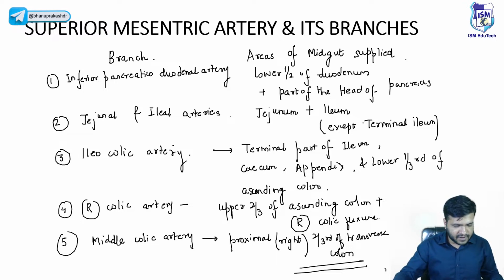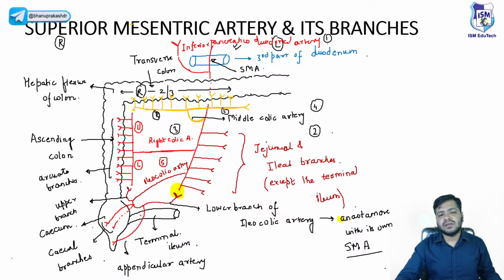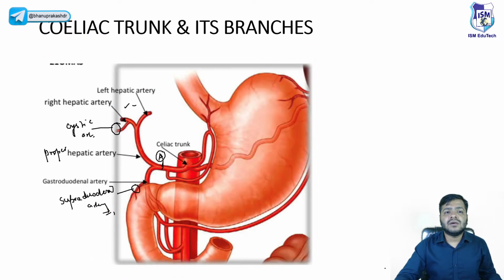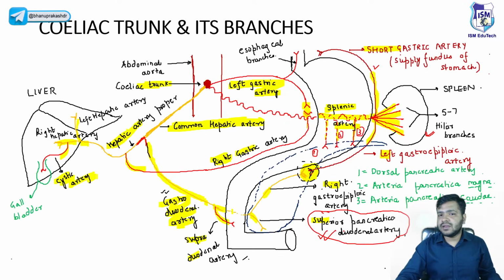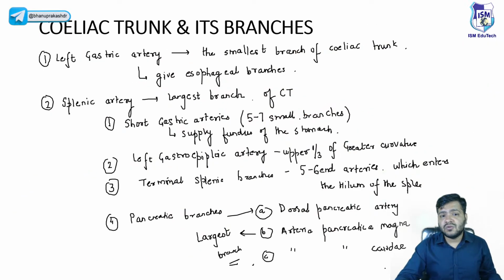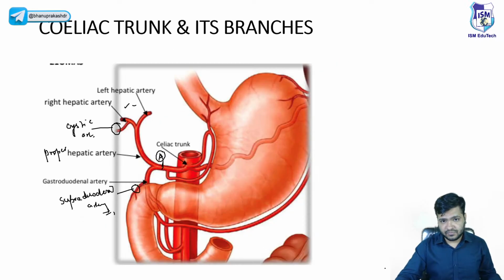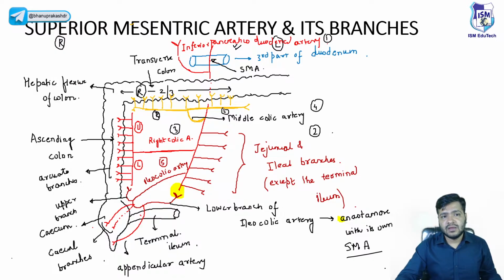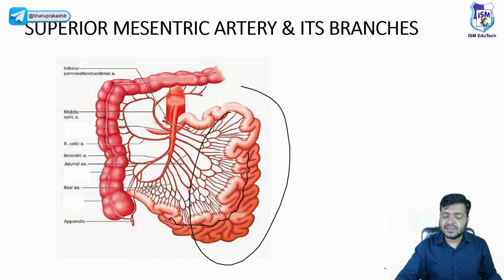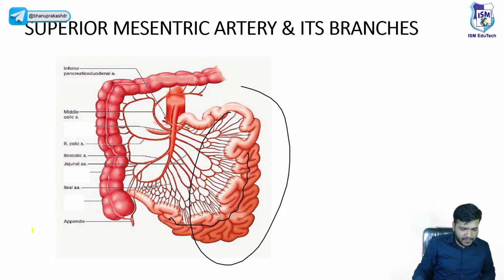So I hope this is clear, everyone. I hope the superior mesenteric artery is clear, and the diagram is pretty clear to everyone. The celiac trunk diagram that we have drawn is clear to everyone. Along with the diagram, I'm making you write each and everything possible. Now you can see the diagram given in the atlas, and the same diagram I have just replicated on the screen. So yes, the inferior pancreatico-duodenal artery, the middle colic artery, the right colic artery. You can just go through the diagrams given in the atlas as well.